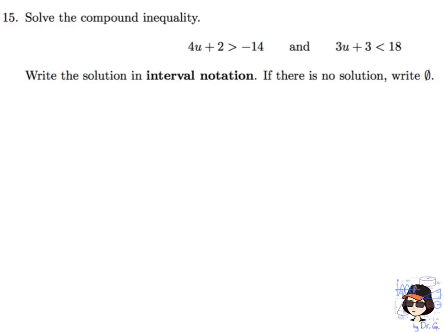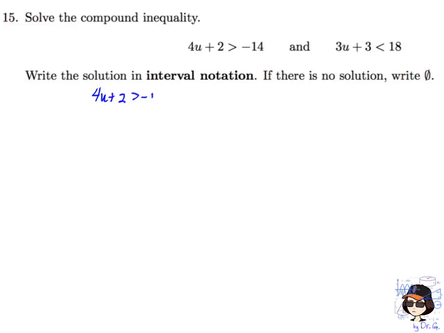Solving a compound inequality, and it's 4u plus 2 is greater than negative 14, and 3u plus 3 is less than positive 18. And we have to write the solution in interval notation, and if there's no solution, we're going to use the empty set symbol. All right, so this one is simple. We just have to solve the 2 inequalities separately.